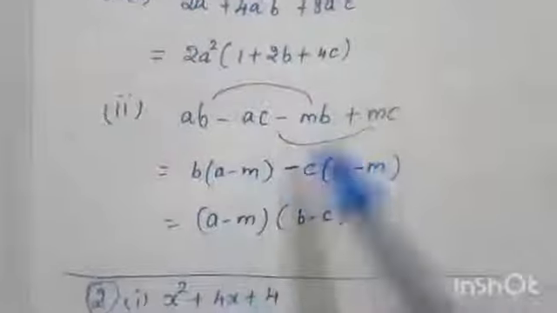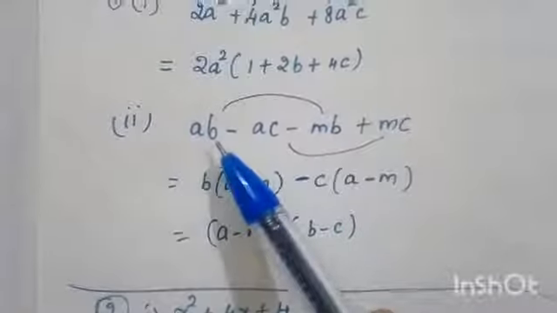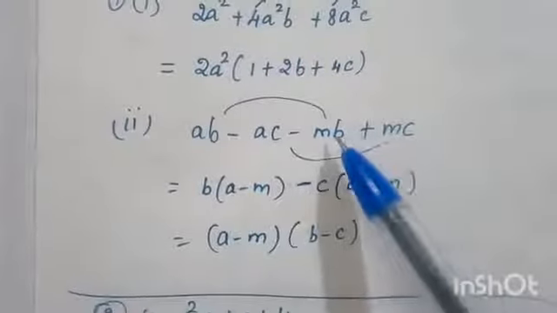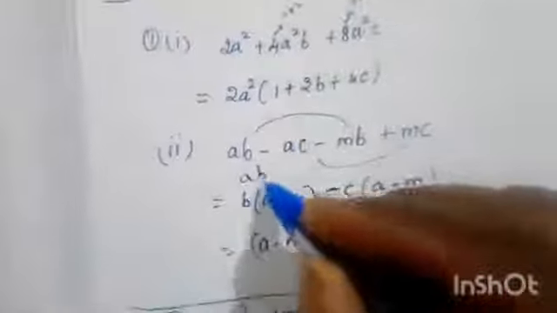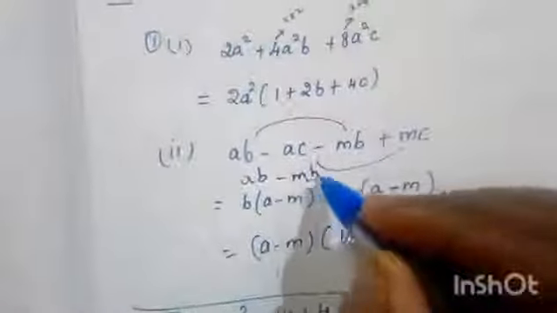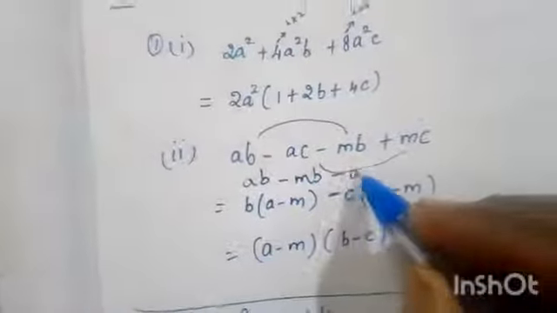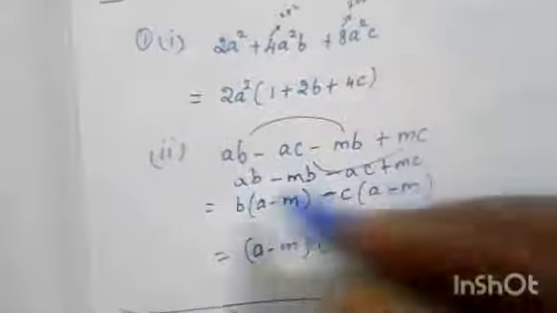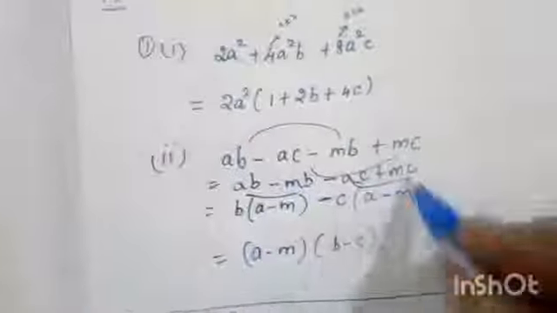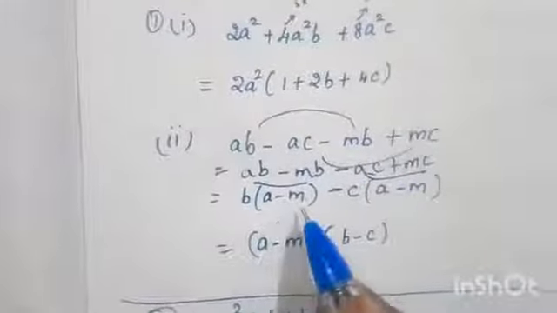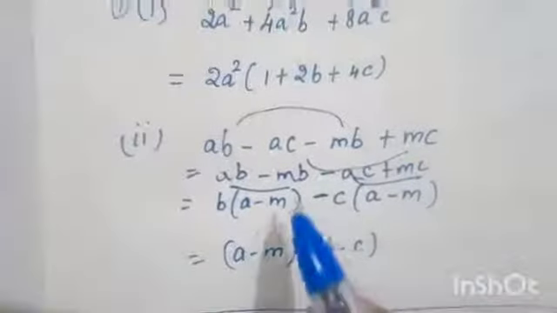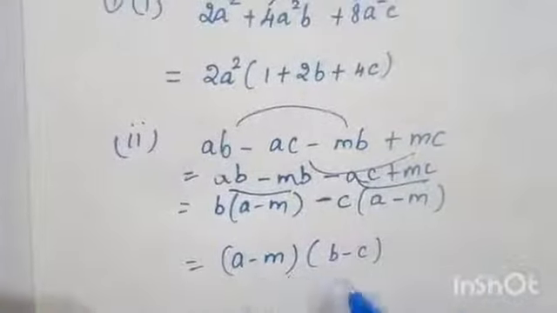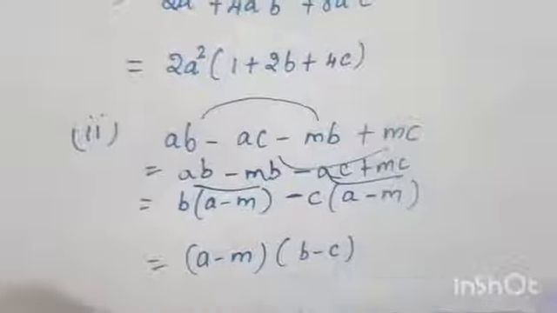The second question, grouping method: ab minus mp minus ac plus mc. You make ab minus mp a group, and ac and mc a group. Otherwise you write one more step: ab minus mp minus ac plus mc. Then make groups, these two as a group and these two as a group. b into a minus m. For minus c taken outside, that is a minus m. So a minus m is common, that is a minus m into b minus c. It is the factorized form.